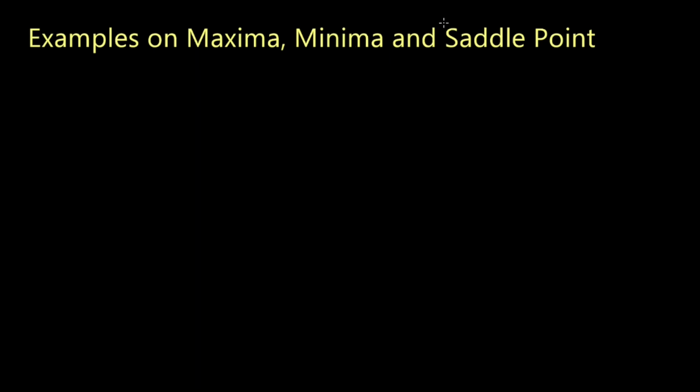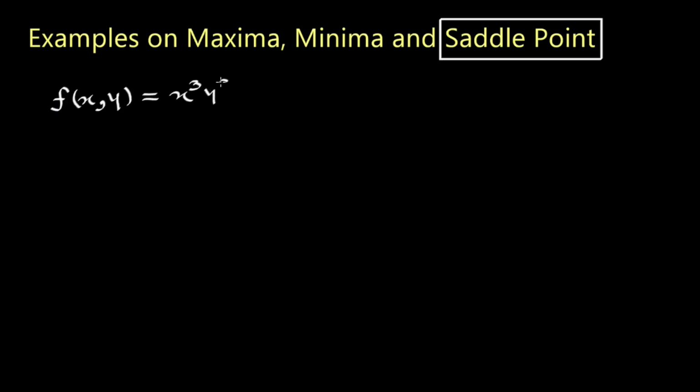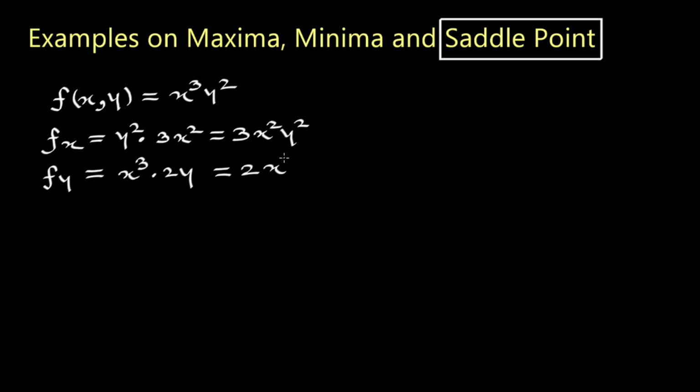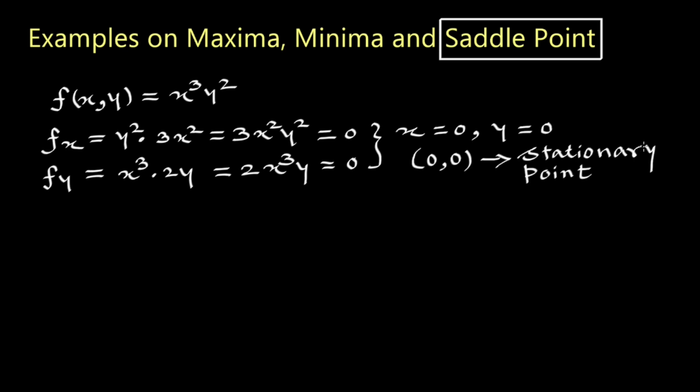Now we will solve an example of a perfect saddle point case. The given function is x cube y square. fx will be y square into 3x square, 3x square y square. fy will be x cube into 2y, 2x cube y. Equating fx and fy to 0, we get stationary points x equals 0 and y equals 0. So the origin is the stationary point where maxima and minima could occur.